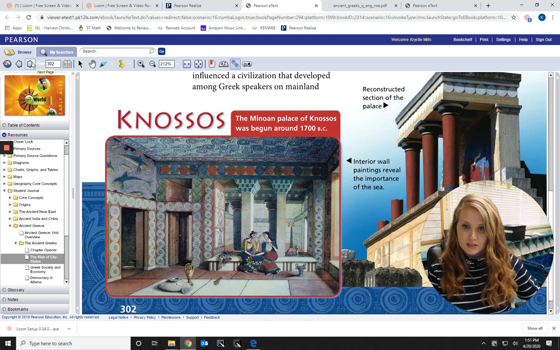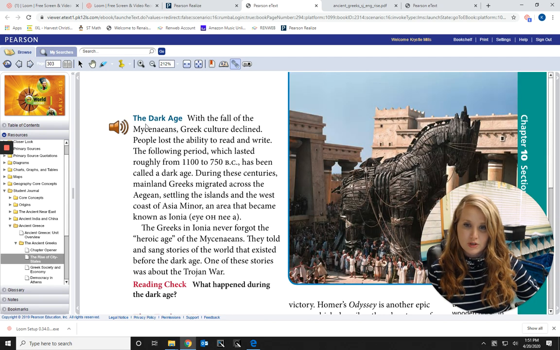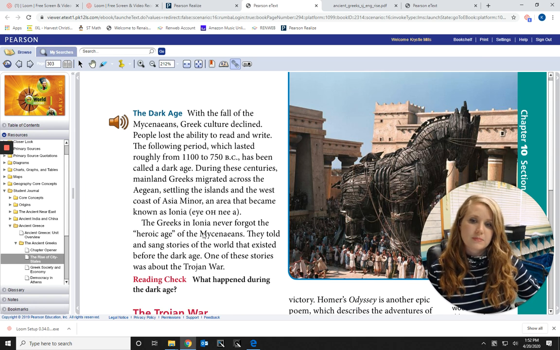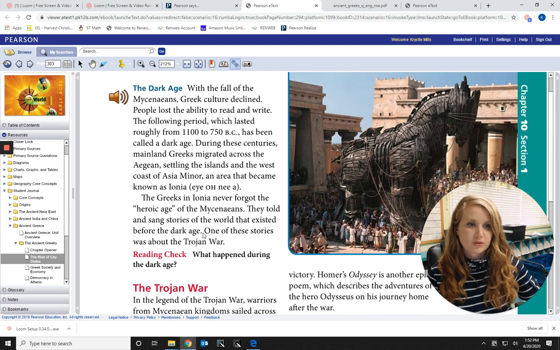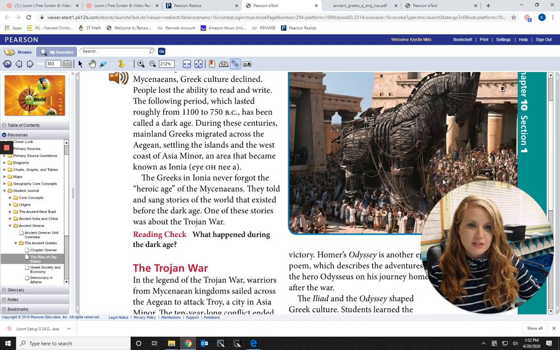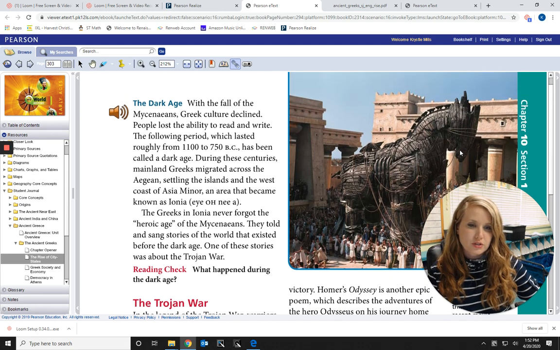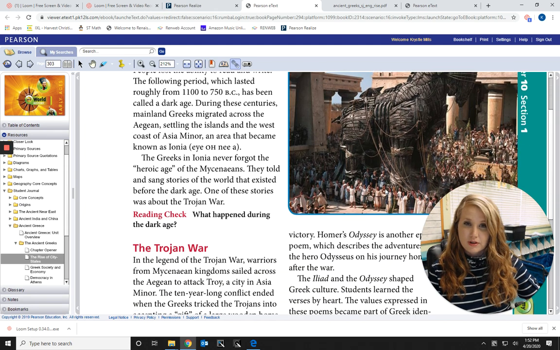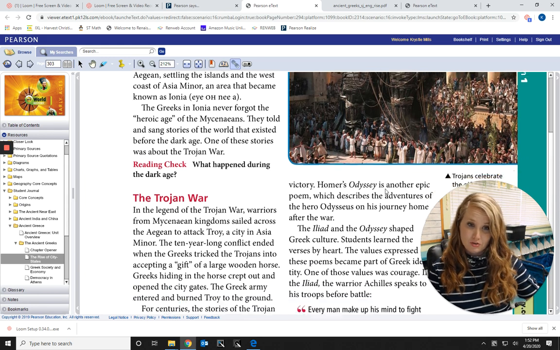All right, we're going to continue now on to page 303. We see this heading of the Dark Age. That sounds ominous. I wonder what happened there. I'm definitely going to be checking that out when I read through the text. And then we see this picture of this large horse that appears to be made out of wood, definitely very much taller than a man, all the way up to the top of the buildings here. And if we're not familiar with the story, that picture definitely might pique our interest.